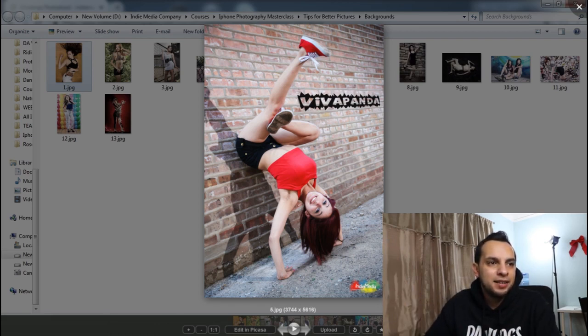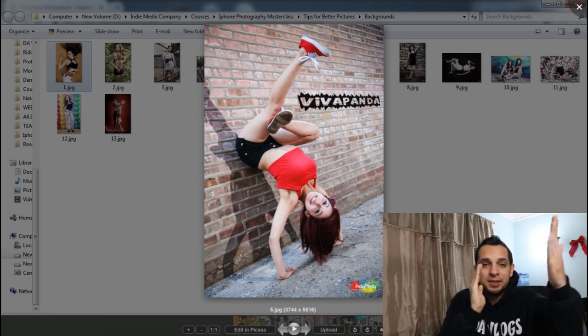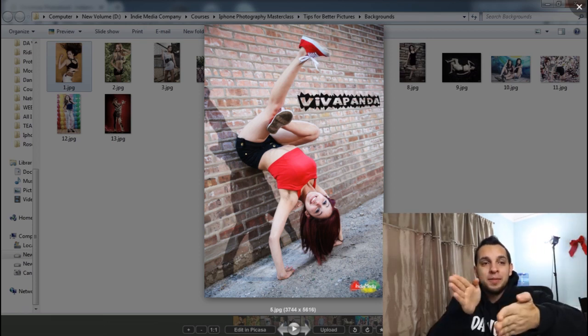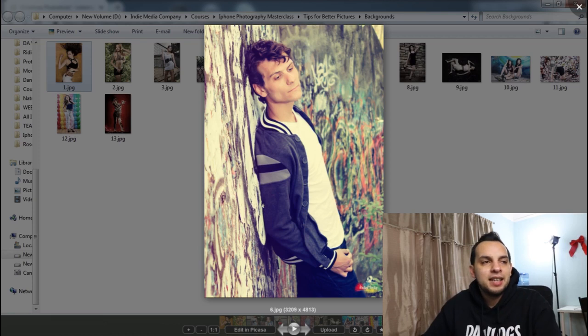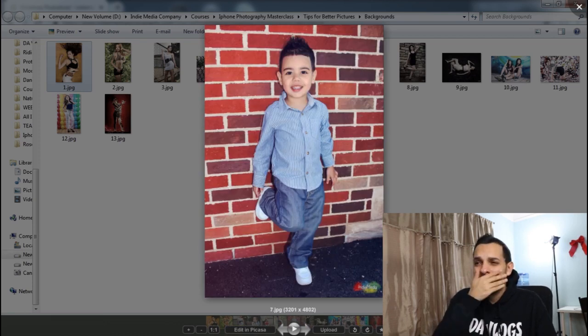So all the lines lead up to her. The wall can be shot straight on, so the subject is up against the wall, or from the side. Here it is again from the side, so you can see a lot more of the wall. There was graffiti on the wall, so it looked interesting like that on the side. And here it is straight on.